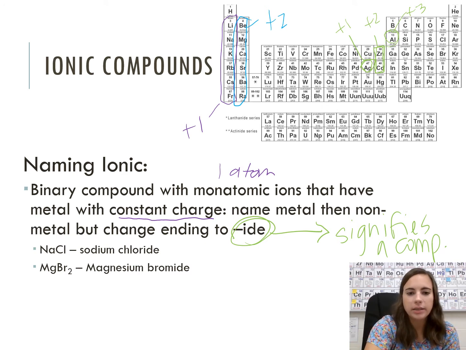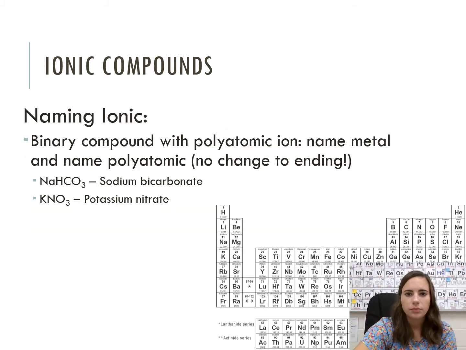MgBr, magnesium bromide. All right, so we just change our endings to "ide." Super simple. Our second category, we still have a binary compound, but this time we have polyatomic ions. This is very simple. We just name the metal and then the polyatomic. Polyatomic ions already have their own endings, such as "ite" and "ate." So we don't need to change the ending because they already have their own ending.